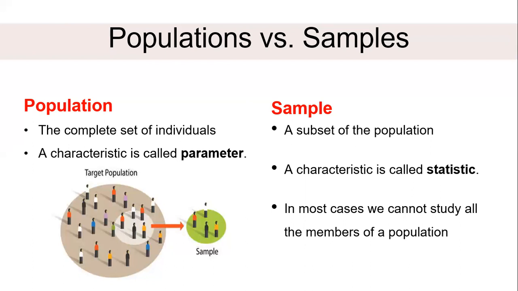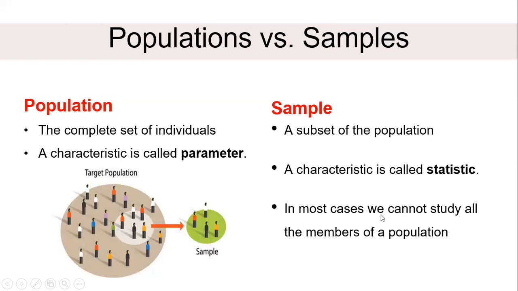Sample, on the other hand, is a subset of the population. When we speak about subset, it is only a portion of your population. Like, you do not take everyone, you just take only, say, some of them, then you have taken a sample. And a characteristic that you compute or take from the sample is what you call statistic. Take note, no S, statistic.